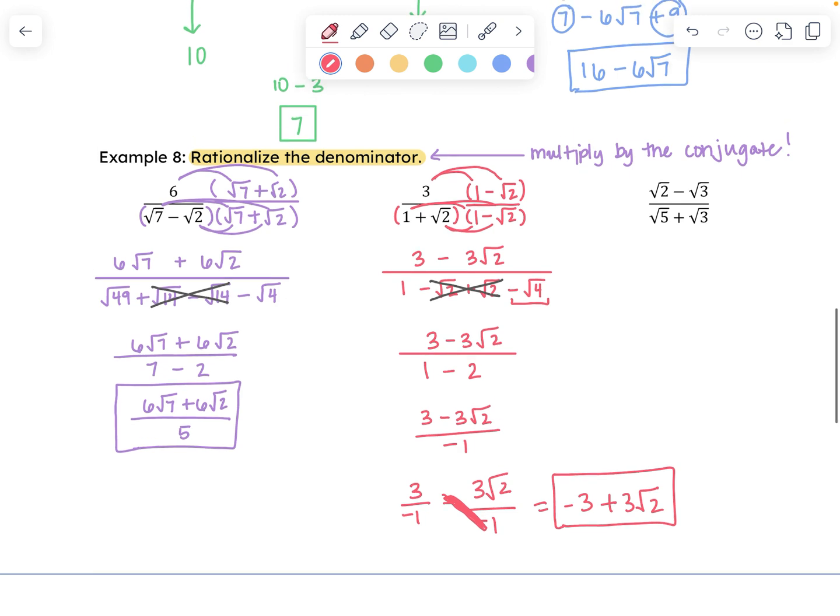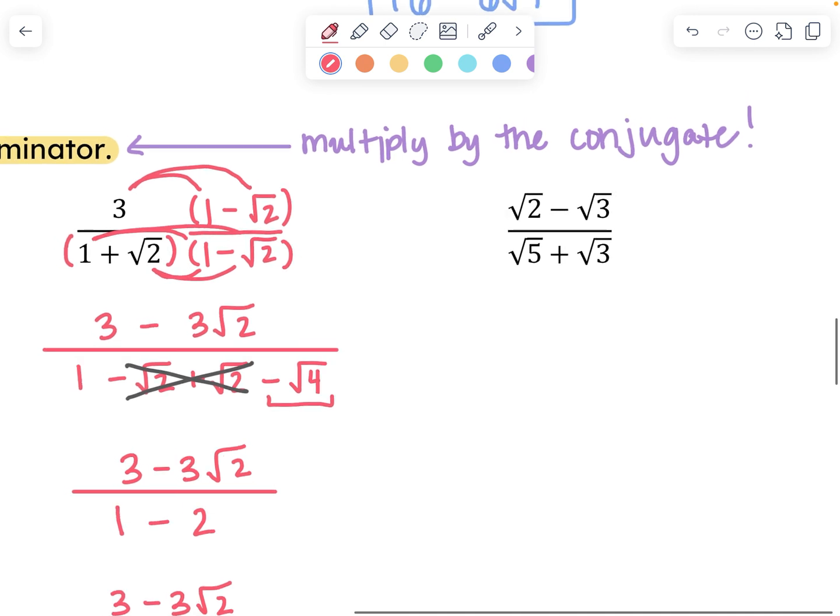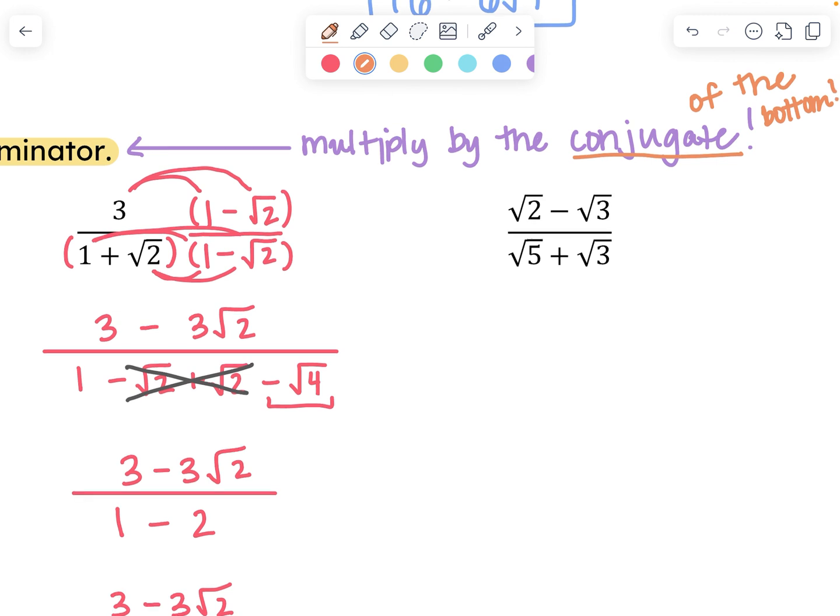Now, what's a little bit different about our last example over here is the top is not just a single number. We've got some square roots at the top. When we are rationalizing the denominator, you need to make sure that you multiply by the conjugate of the denominator every single time. So multiply by the conjugate of the bottom. So my denominator, the bottom of my fraction, is the square root of 5 plus the square root of 3. So what I'm going to multiply top and bottom by is the square root of 5 minus the square root of 3.